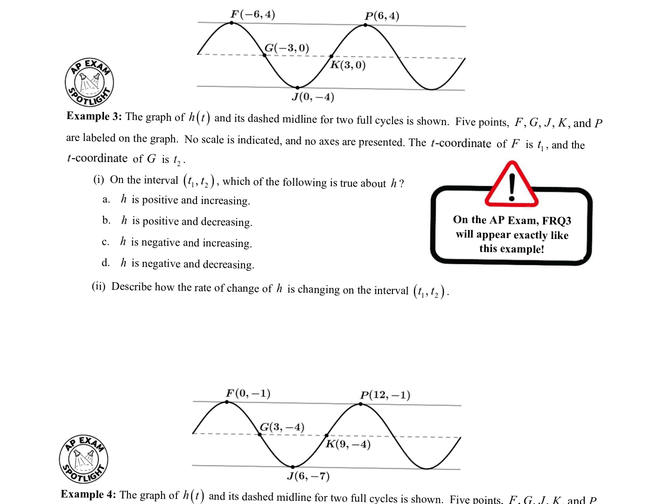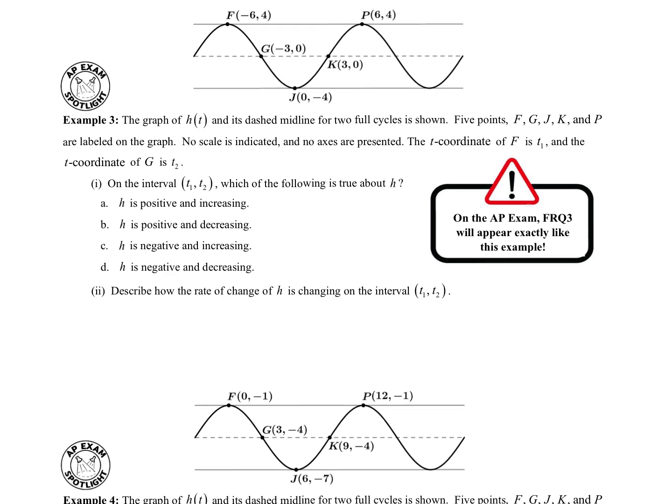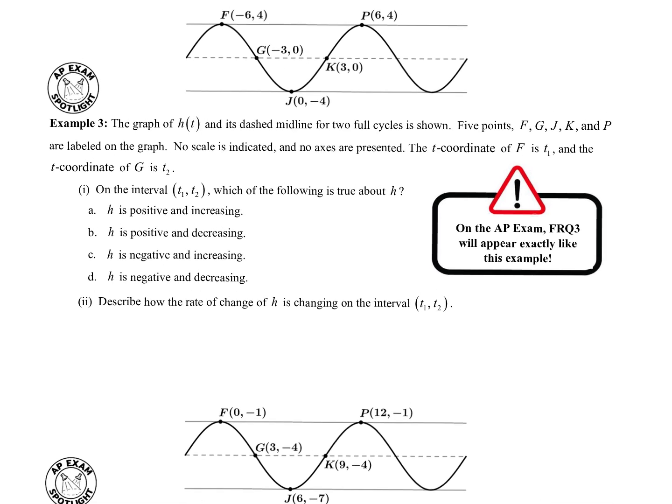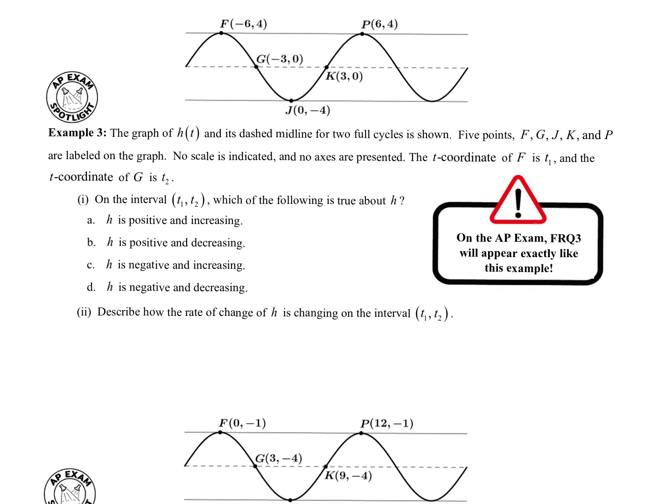All right. Who read that last one? Josh, pick somebody. Noah. The graph of h of t and its dashed midline for two full cycles is shown. 5 points F, G, J, K, and P are labeled on the graph. No scale is indicated and no axes are present. The t coordinate of F is t1 and the t coordinate of G is t2. All right. Love it. And so then it says on the interval t1 to t2, which of the following is true about h?